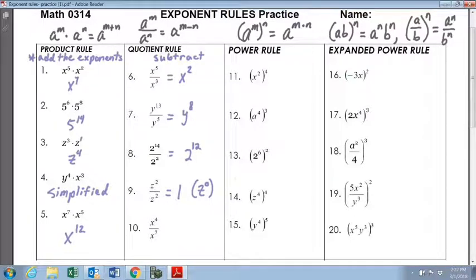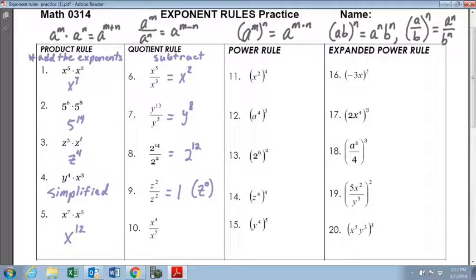We see that any base to the 0 power, or at least that's what we're seeing here, z to the 0 power is 1. Turns out that that's true for any base. Anytime you take any base to the 0 power, you're going to get 1. Alright, let's look at number 10.